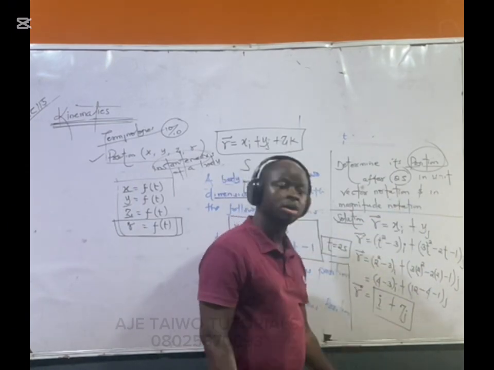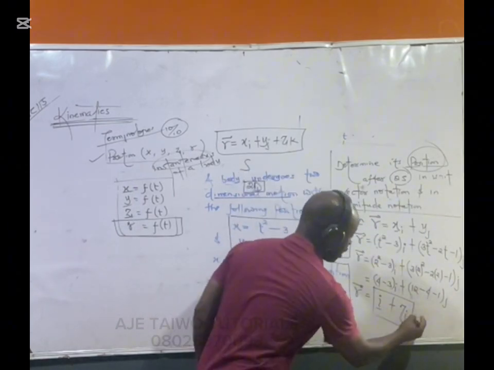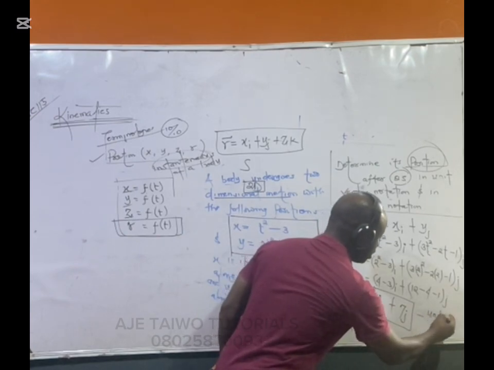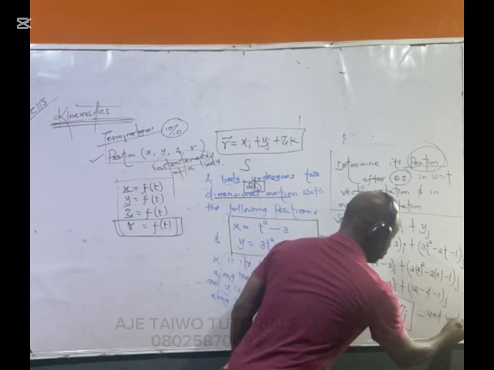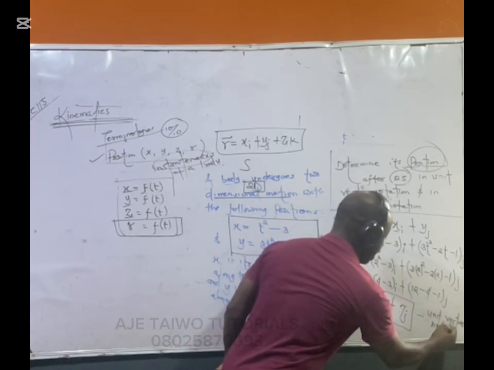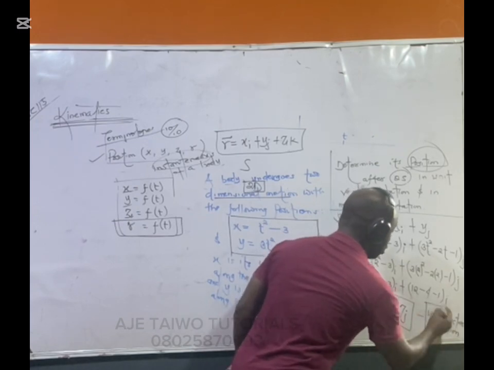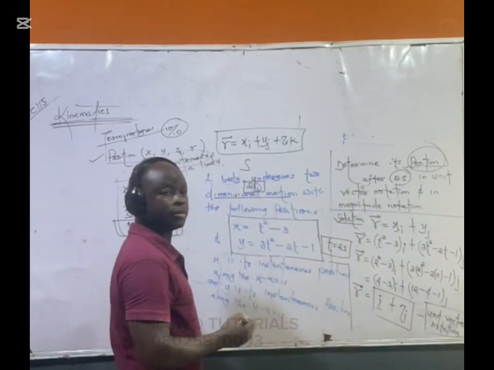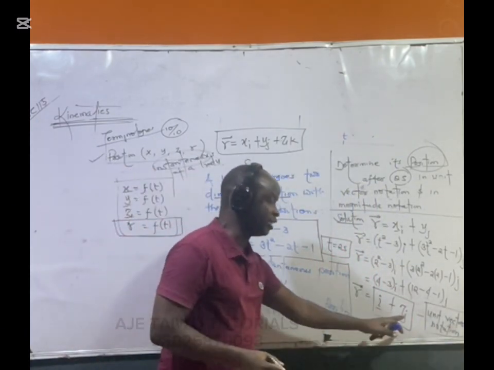This is the position in 2 seconds. And this answer is in unit vector notation, because we have i and j there.